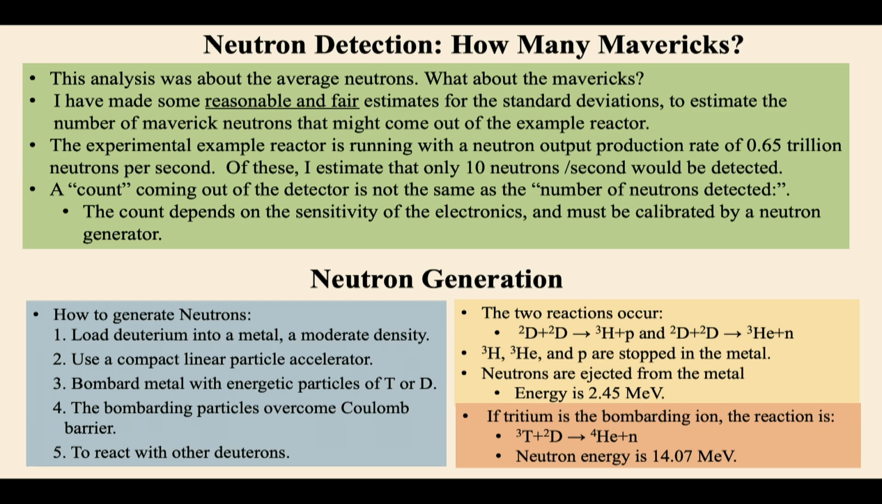Now, a count is not the same coming out of a detector as the number that are detected. The difference between a count and how many were detected depends on the sensitivity of the electronics, and it must be calibrated using a neutron generator.